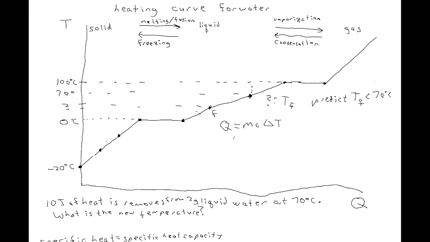So now what? So now we can substitute 10 joules for Q, and that is equal to 2 grams times the liquid water, which is 4.184 joules per gram degrees Celsius. And then delta T would be TF minus 70 degrees C. Good.